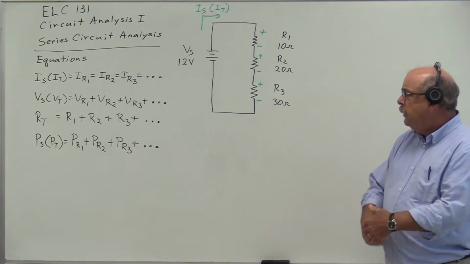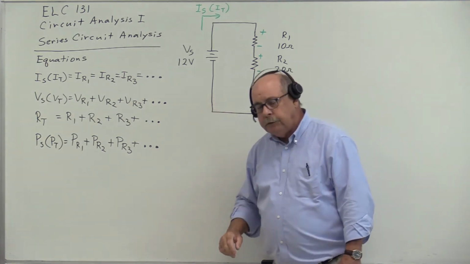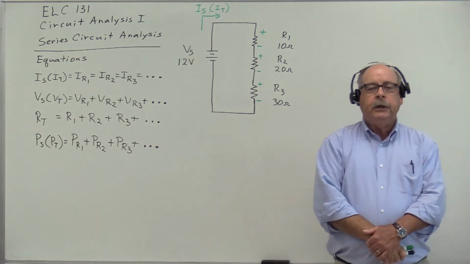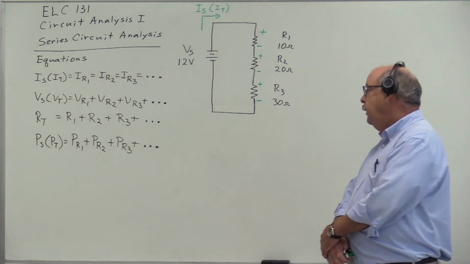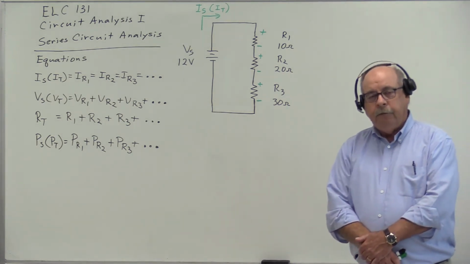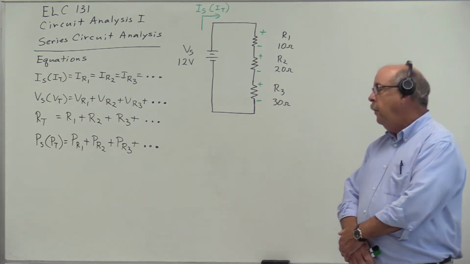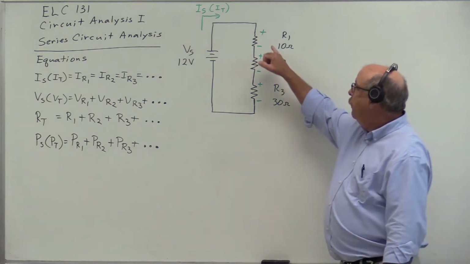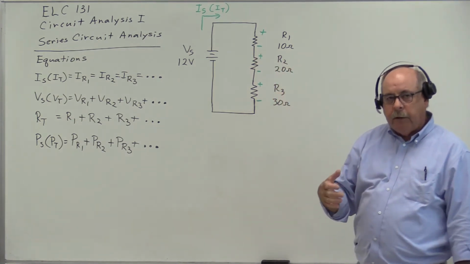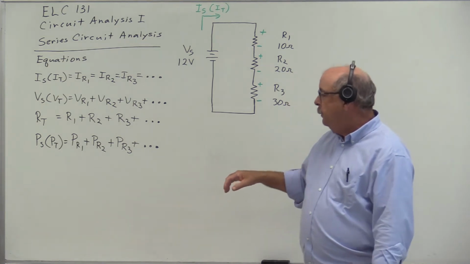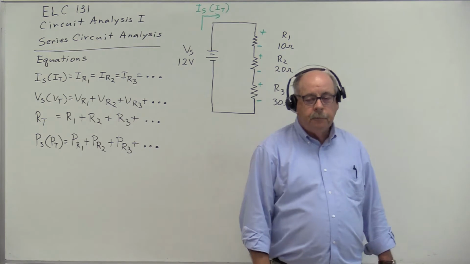And the fourth equation, again, is just a combination of these two equations and says that the total power delivered by the source is equal to the individual power dissipations in each resistor. So if we combine the power dissipated in R1, the power dissipated in R2, the power dissipated in R3, this adds up to be the source power or the total power in the system.